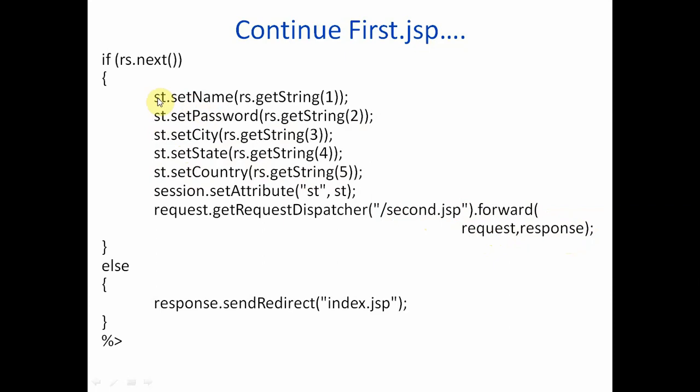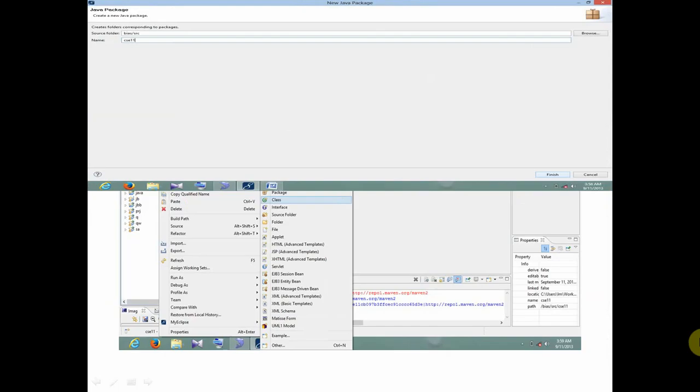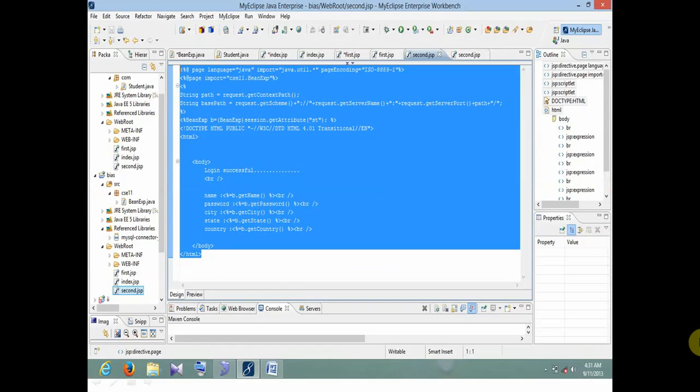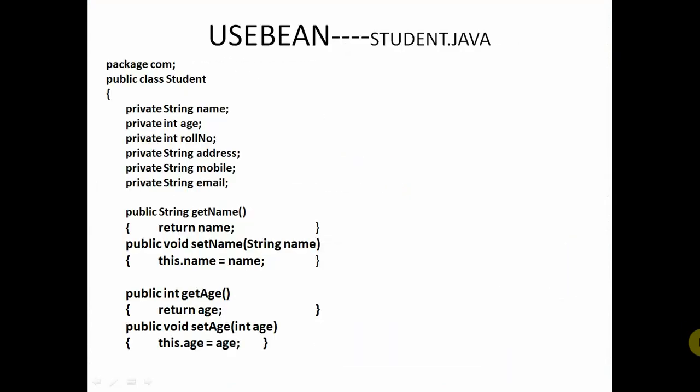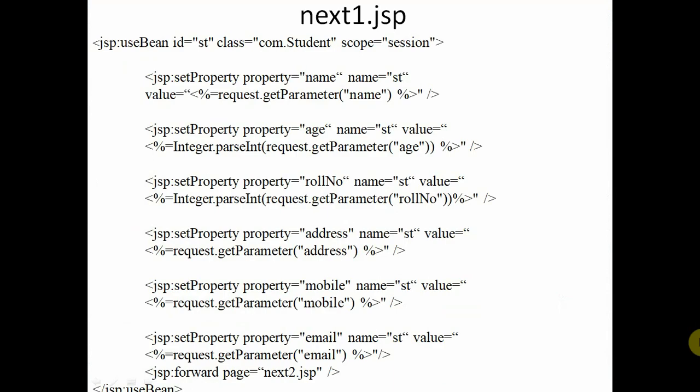Here we use set functions like st.setName, but there we are using setProperty. The name of the class will be the same and the variable name will be different, but we will use getParameter: name, password, and so on. Name, getParameter name, getParameter age, getParameter roll number, getParameter address, getParameter mobile, request.getParameter email. And here we are finally writing jsp:forward page next.jsp.